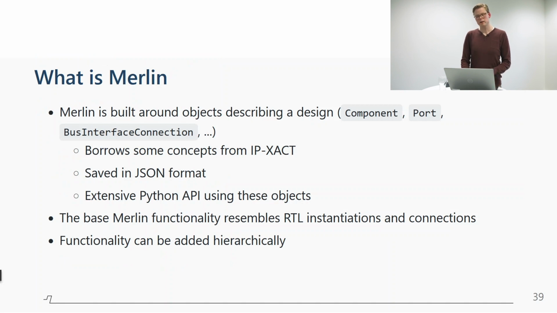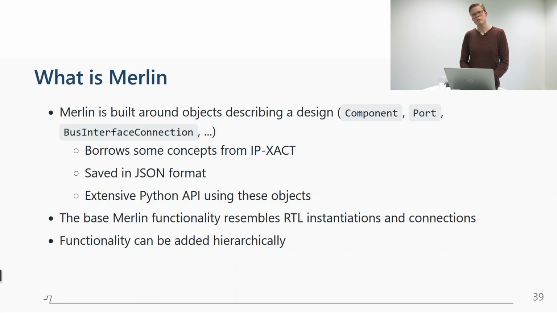So what is Merlin in the end? Merlin is a set of objects describing a design. This can mean, for example, a component, a port, or a bus interface connection. These objects are really basic and pretty simple, and allow you to describe all aspects of a design, also, for example, parameter values. These object types borrow some concepts from IP-XACT, which is an XML-based standard for IP vendors, basically.